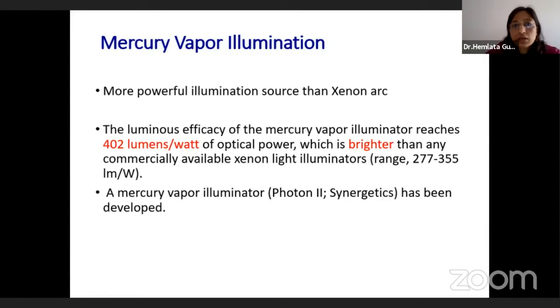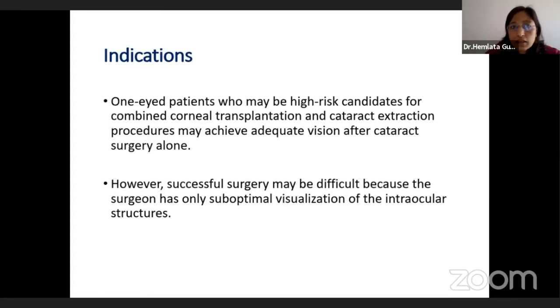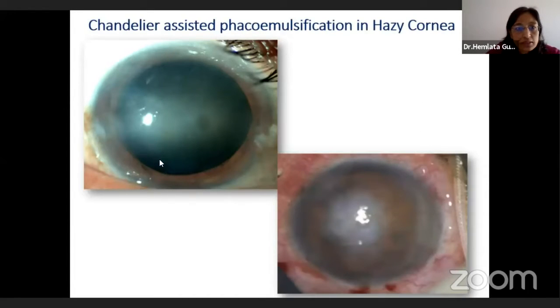Mercury vapor illumination is a much more powerful source than xenon arc, with a luminous efficacy up to 402 lumens per watt, which is much brighter than any other commercially available xenon light illuminator. Chandelier is particularly useful in a one-eyed patient who might be a high-risk candidate for combined surgeries like combined corneal transplantation with cataract surgery. Most of us are reluctant to touch such cases fearing intraoperative complications. So here I'll be showing two such cases where we could actually do successful surgery by using chandelier illumination.